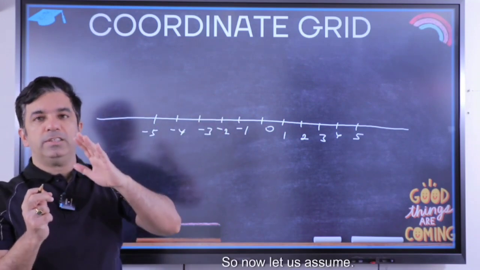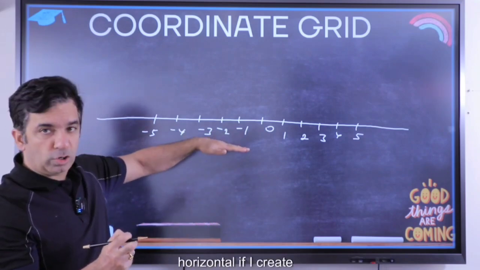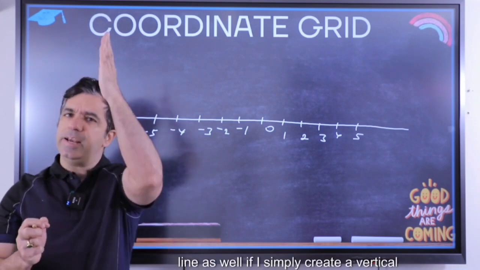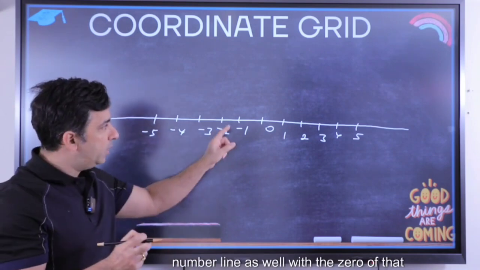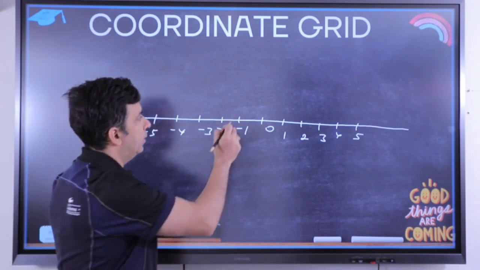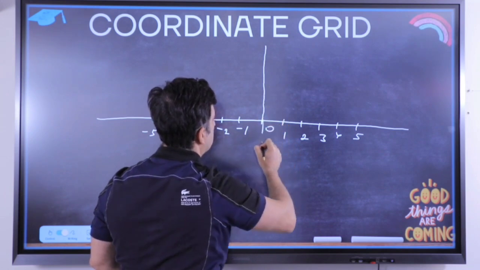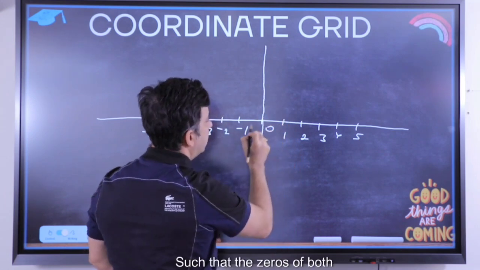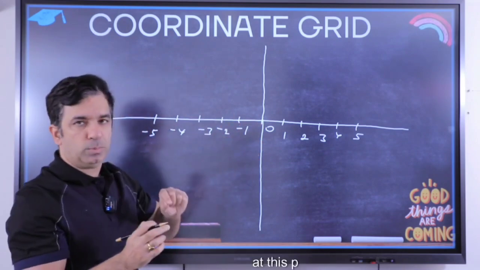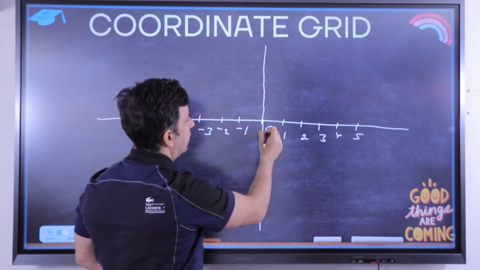So now let us assume that along with this number line, that is horizontal, if I create a vertical number line as well, with the 0 of that number line coinciding with the 0 of this number line. So I'm just going to create a vertical number line such that the zeros of both the vertical and the horizontal number lines are exactly at this point. So this is again the 0 of this number line as well.